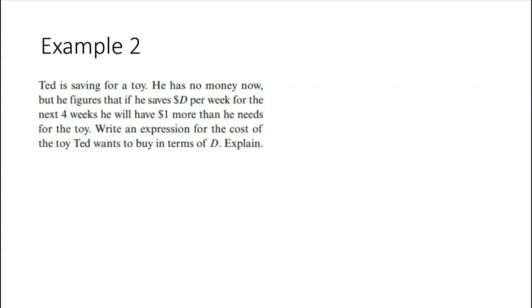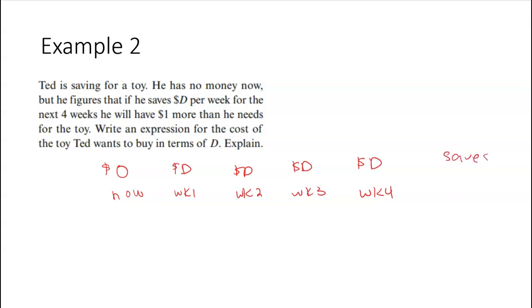All right, so let's think about this. He's got $0 now, and then he is going to put D dollars in week 1. He's going to put D dollars in week 2, week 3, all the way to week 4. And then at the end, what he saves, it's $1 too much for the toy. So the toy costs all of his savings, but then he has 1 extra.